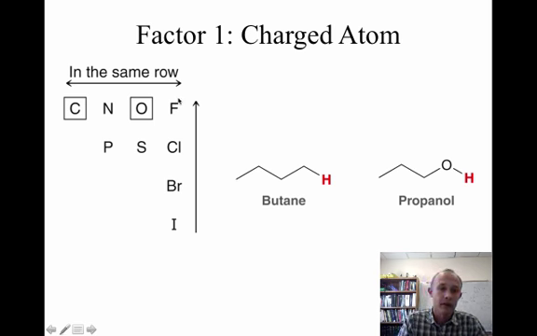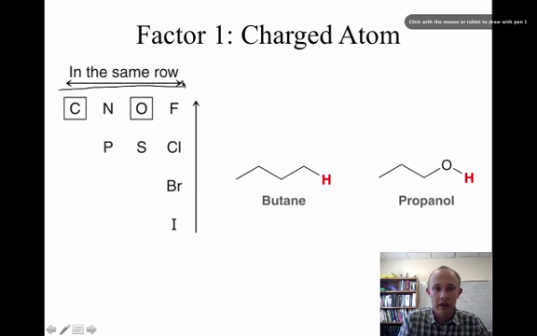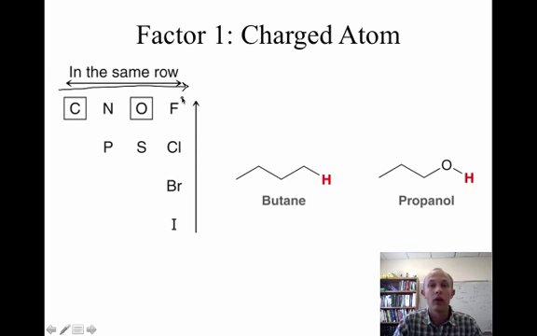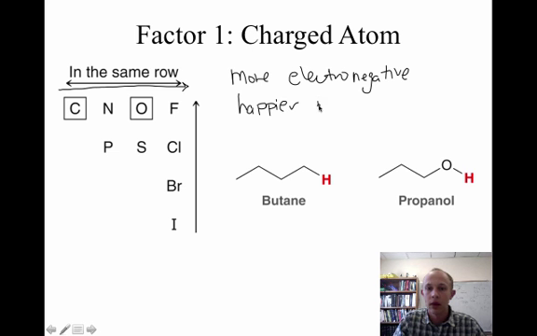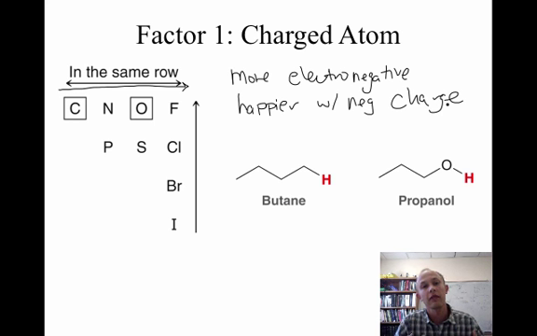So remember, fluorine is the most electronegative atom, and that electronegativity increases as we go across a row in the periodic table, right? So what you want to remember is that the more electronegative atom is happier with a negative charge. That makes sense, right? Electronegativity is a measure of how badly that atom wants those electrons. So the more electronegative it is, the more stable that it's going to be with a negative charge, right?